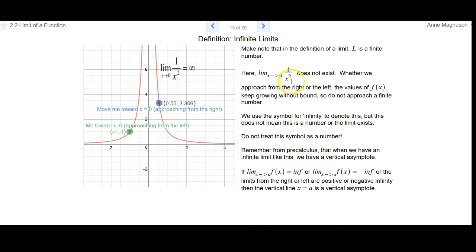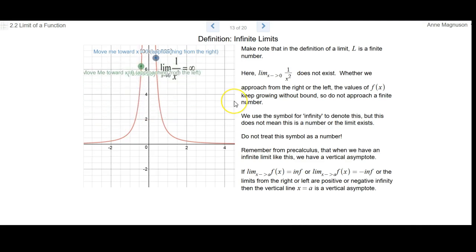So here's 1 over x squared, and you can see the limit as x approaches 0. If I approach from the right, all my y values are getting larger and larger without bound. If I approach from the left, the y values are getting larger and larger without bound. So since they aren't approaching a finite number, this limit doesn't exist. So we would say that the limit is infinity, using the symbol infinity to describe this case. Remember, infinity is not a number.